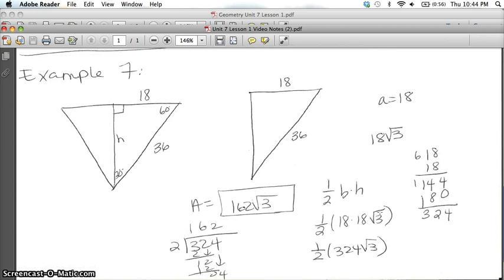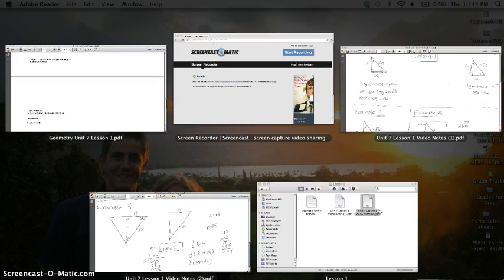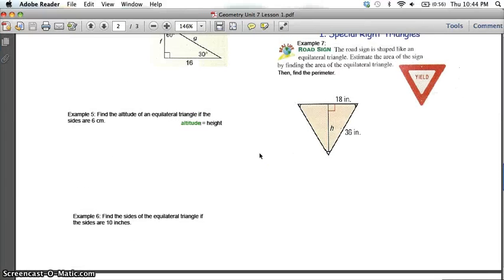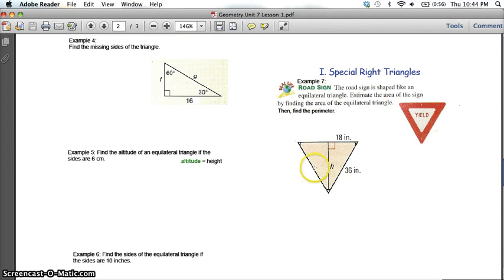Okay, and last we're just going to look at example number 7. So let's go back up and look at example 7. It says the road sign is shaped like an equilateral triangle. Estimate the area of the sign by finding the area of the equilateral triangle. So go ahead and do example number 7 on your own.